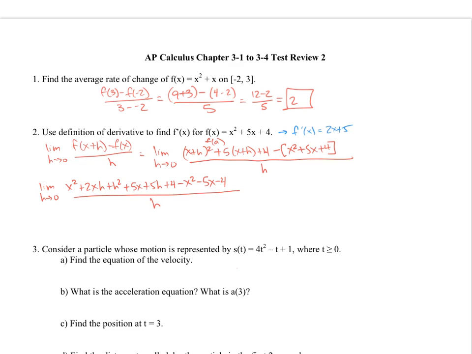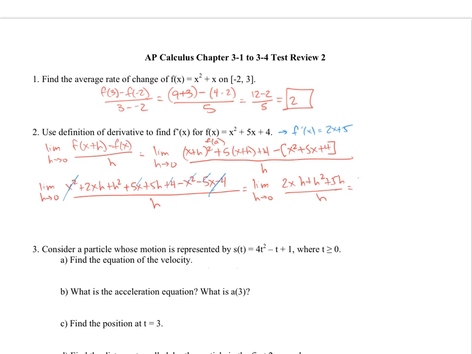Alright, let's see what reduces out here, what cancels out. Let's see, this x squared with that x squared. We've got this plus 4 with this minus 4. Anything else that we could do? We get the 5x with the minus 5x. So it looks like we've pretty much taken care of everything that we could. So we still have the limit as h goes to 0, and now I just have 2xh plus the h squared plus the 5h all over h.